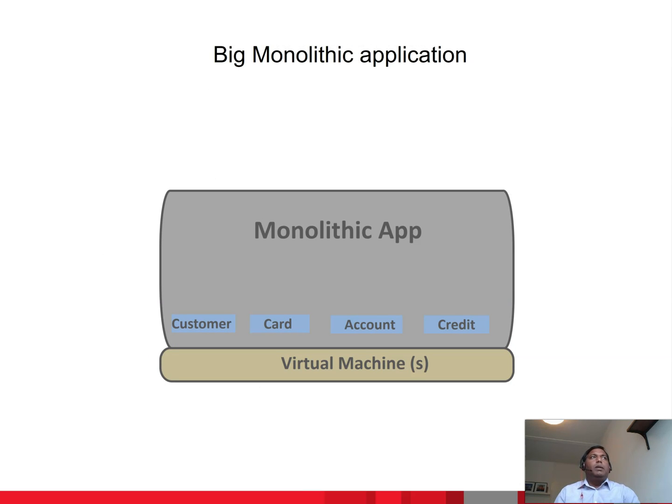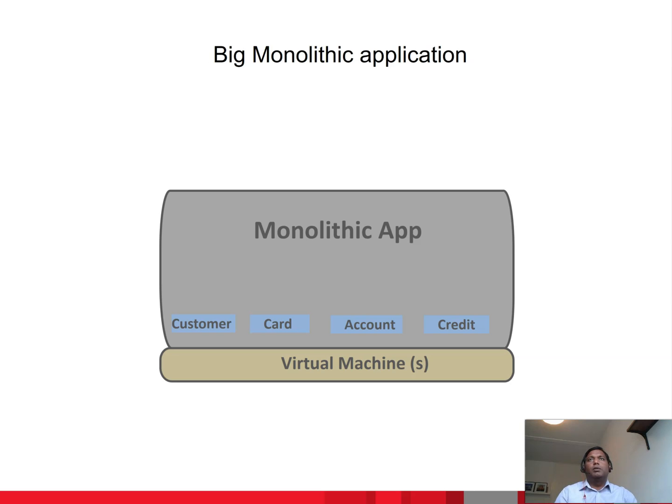Now we do have a big monolithic app. A typical financial system, for example, as a monolith, where we have customer, cloud account, or credit, all part of one application and deployed as a single WAR file in some application server. If you want to make a change to a customer module, you need to deploy the whole WAR file, which is slow and requires testing of the full application, which we don't want.